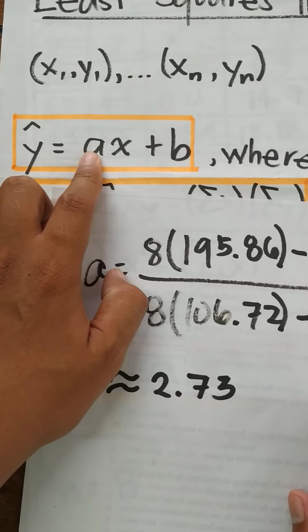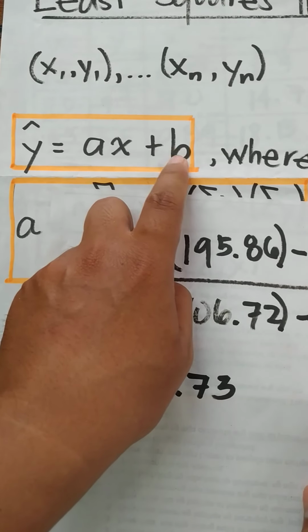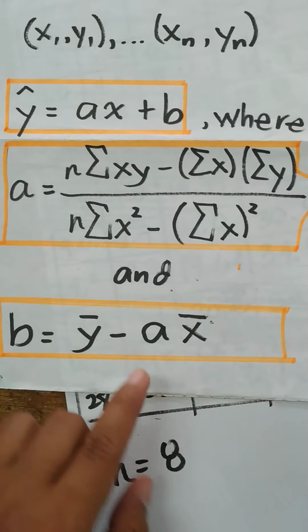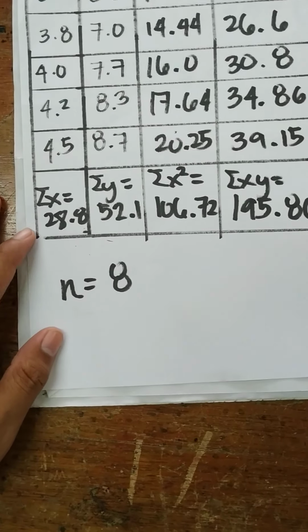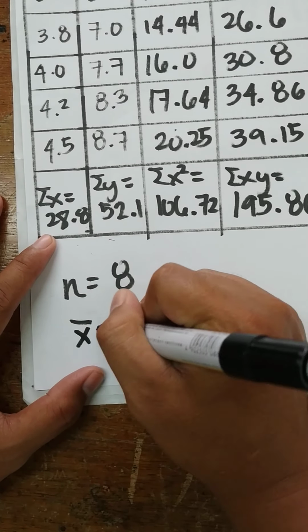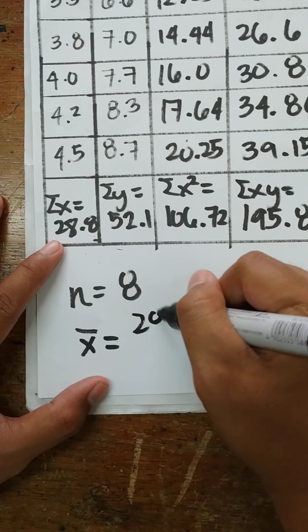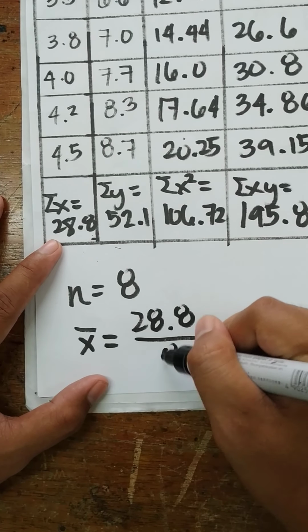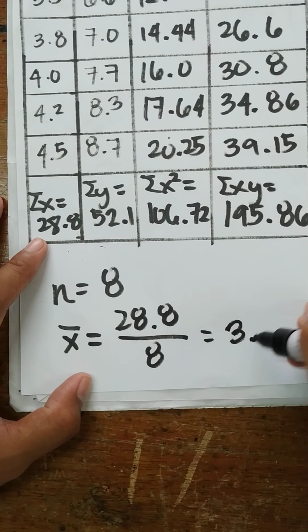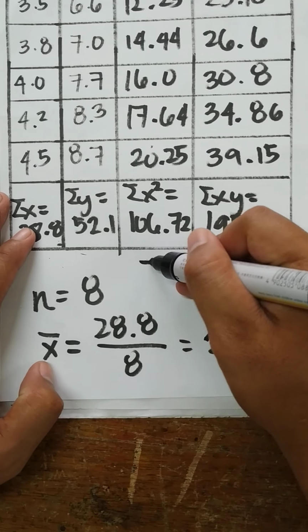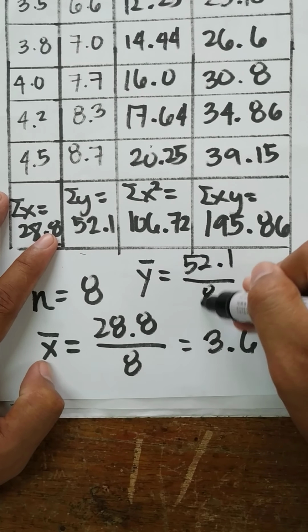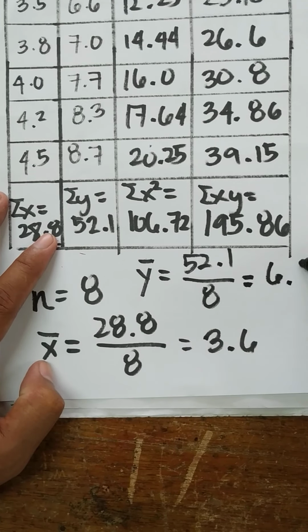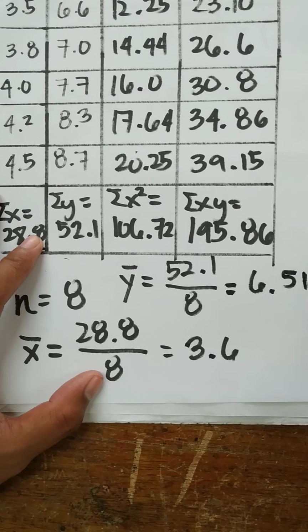Now we have our slope, and what we should find next is our y-intercept. To find our y-intercept, we need to find the mean of y and the mean of x. The mean of x is the summation of x over n, which is 28.8 over 8, which gives us 3.6. Next, for the mean of y, the summation of y, 52.1, divided by 8, is 6.5125.